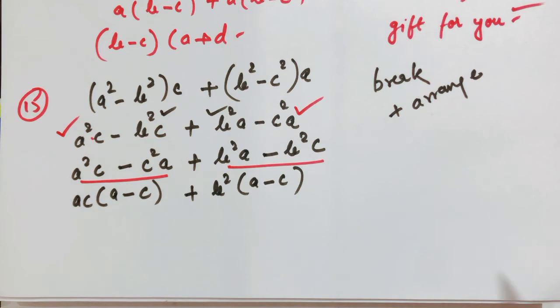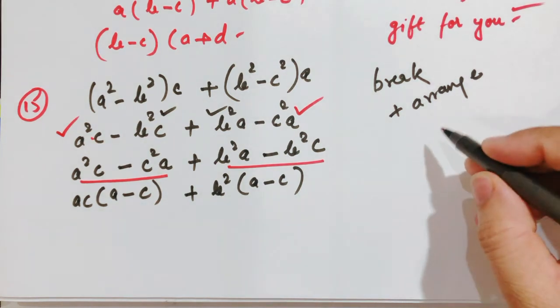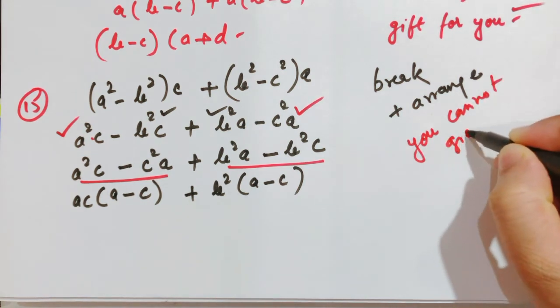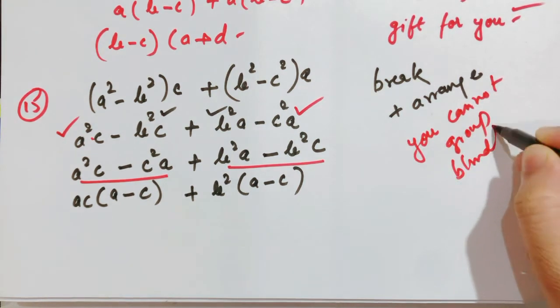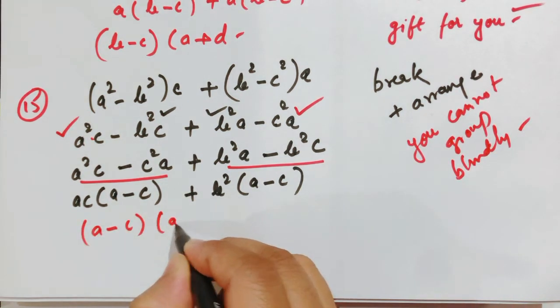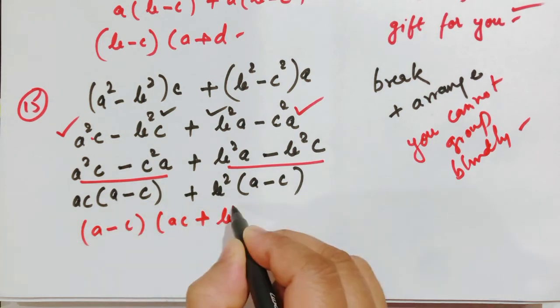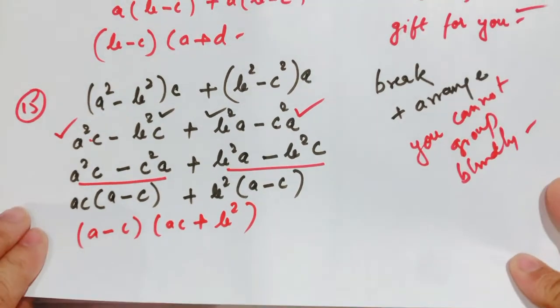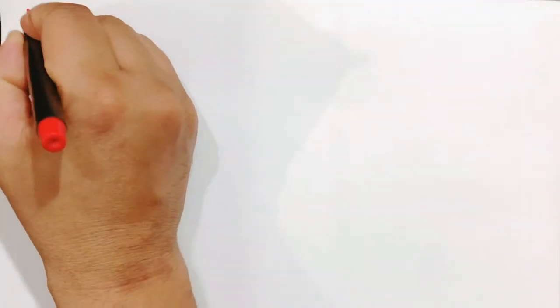So here, what did you learn? That you cannot group blindly. You cannot group blindly. Okay. So a minus c and ac plus b square. Here we found how these sums can be done beautifully. Until and unless you ponder, and ponder means to think over something, you cannot. What is there in number 16?